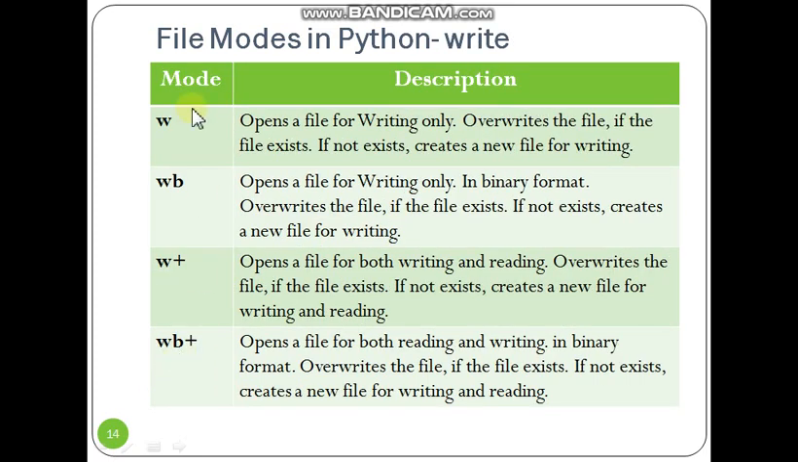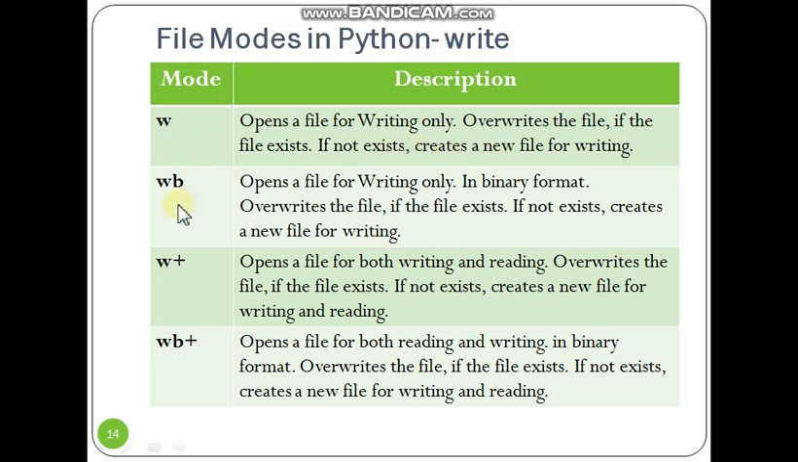Now let's see the write modes. W represents the write mode. That means the file is open for write only. If the file already exists, then the content within that file will be erased. That means it overrides the file. And if the file does not exist, it creates a new file.